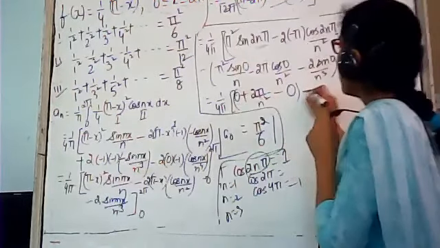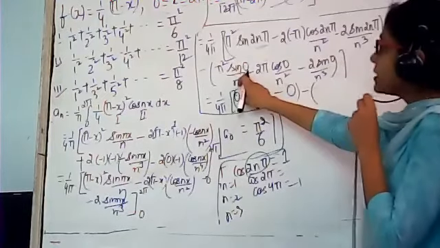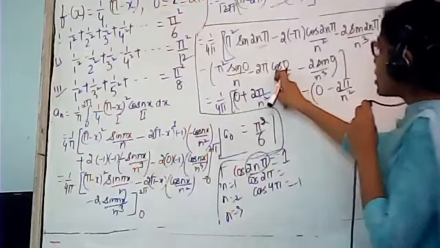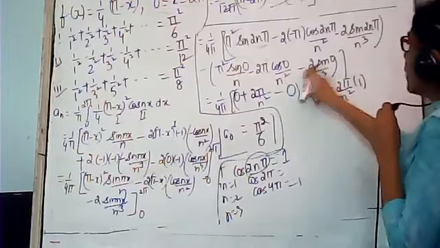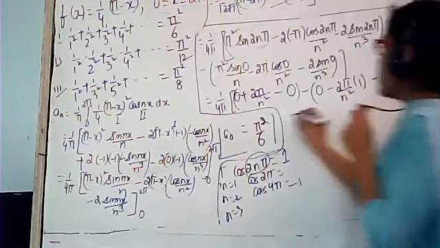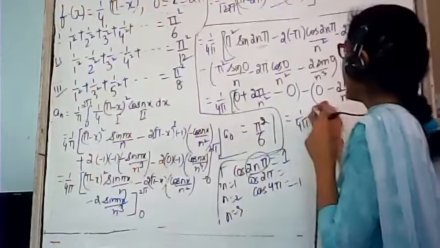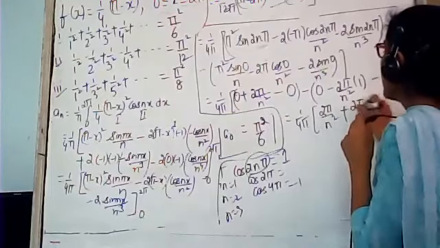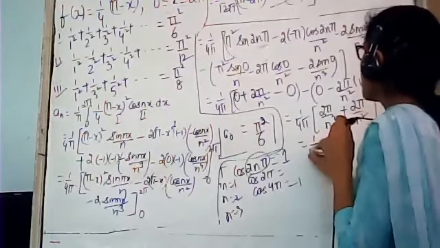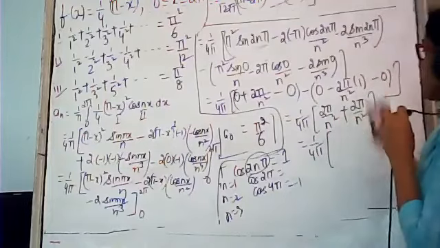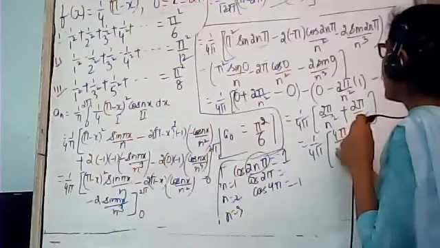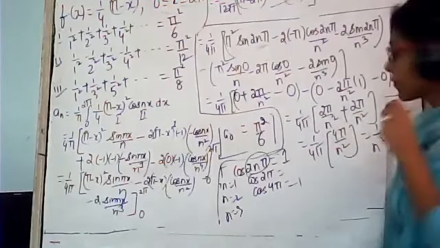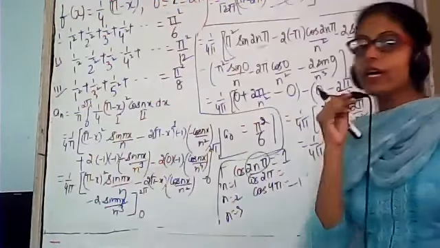This was the upper limit. Minus, we have to solve the lower limit. Sine 0 is again 0, minus 2 pi upon n square, cos 0 is again 1, minus, this is again 0. So this is equal to 1 upon 4 pi, 2 pi by n square. Minus and minus will be plus 2 pi by n square. So this is equal to 1 upon 4 pi, 2 pi by n square plus 2 pi by n square. This is equal to 4 pi by n square, and this will be equal to 1 upon n square. Fine. So this is the value of an.